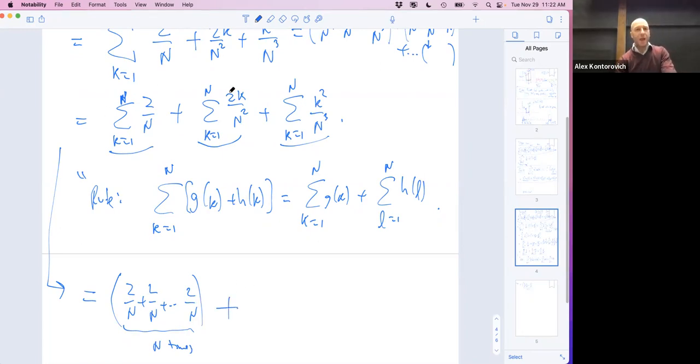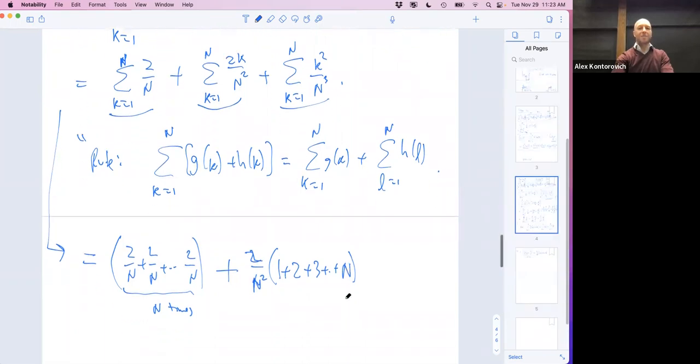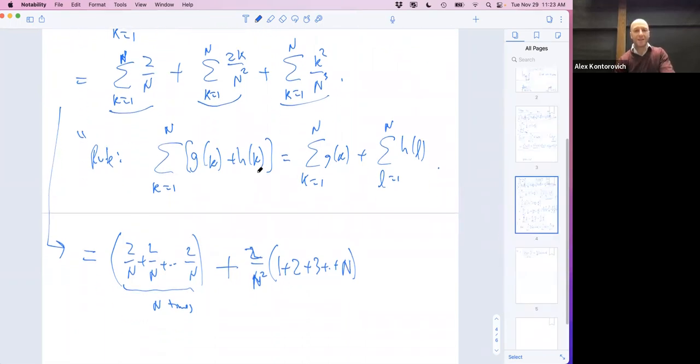This second term, for every value, there's a 2 over n squared times k. So there's a 2 over n squared times 1, there's a 2 over n squared times 2, plus a 2 over n squared times 3, and so on, up to capital N. There's a 2 over n squared times the sum. In other words, this is a constant. And if you have some function of k and you multiply it by a constant, you could just factor that constant outside. Does that make sense? If you have some function, so here's another rule.